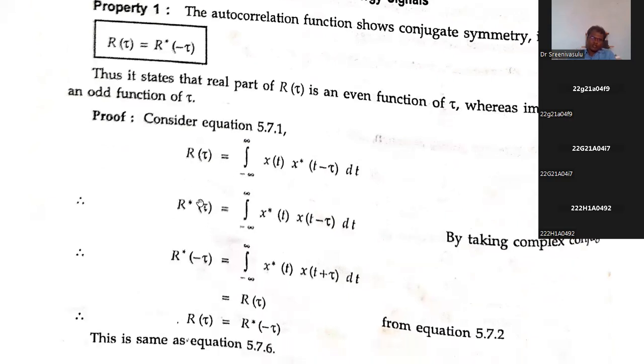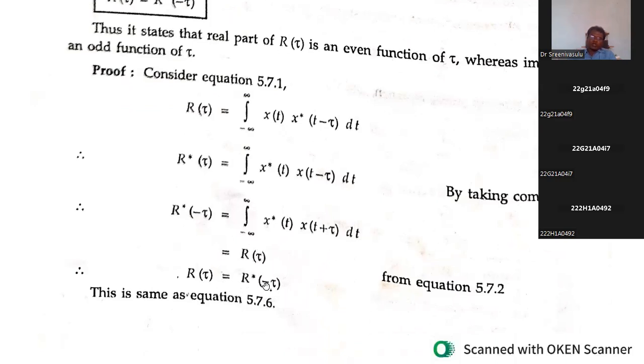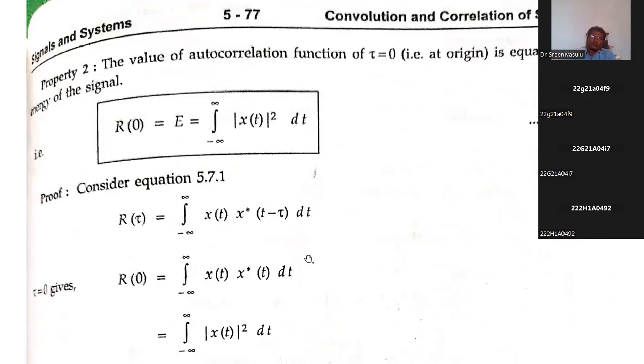Now, if we apply the complex conjugate to this, the entire thing becomes a complex conjugate. Already it is a complex conjugate, so it is going to come out like this. Now, if you write this, t is replaced with minus tau. Then integral from minus infinity to infinity of x complex conjugate of t, x of t minus tau. Here minus tau becomes plus. Now it is the formula for autocorrelation again, R of tau. So that's why R of tau is equal to R of minus tau with complex conjugate.